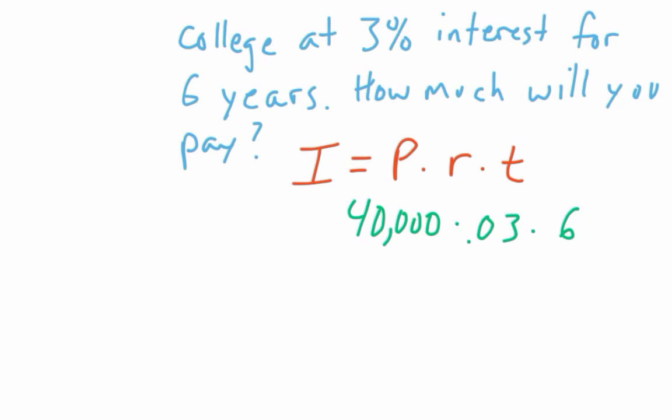So when I crunch my numbers at the end, I come up with that I is $7,200. So is that the total amount of money that you owe? No, everybody would borrow money. You could borrow $40,000 and only have to pay back $7,200. Sign me up. I'm getting a new bike.